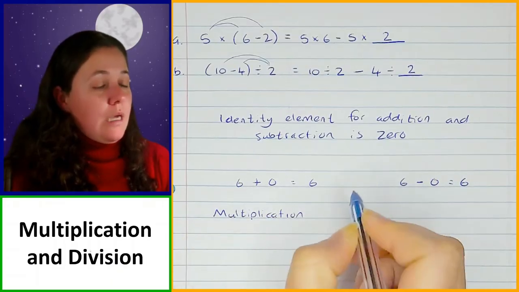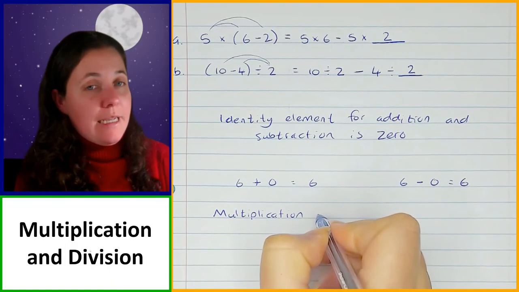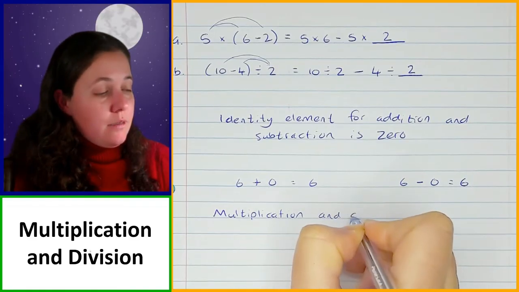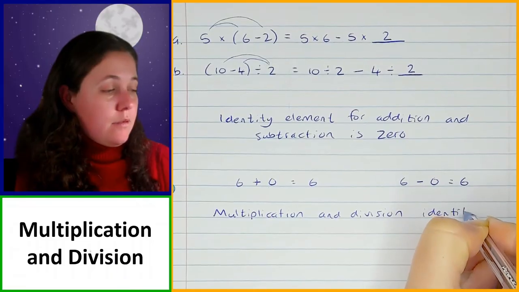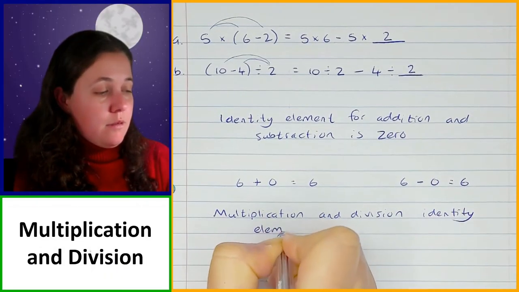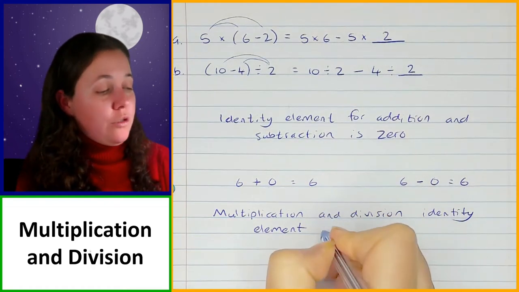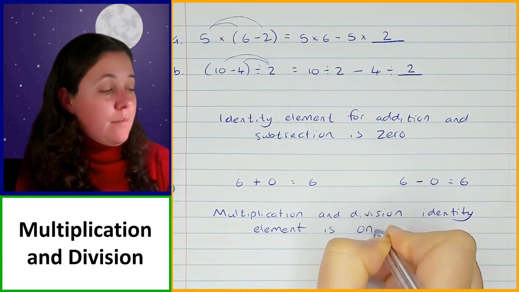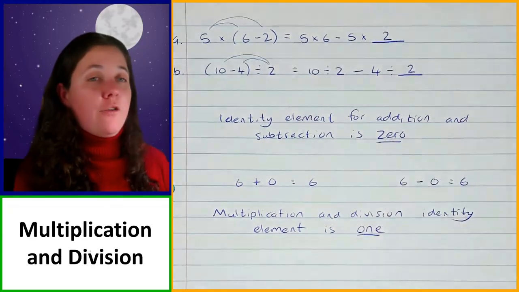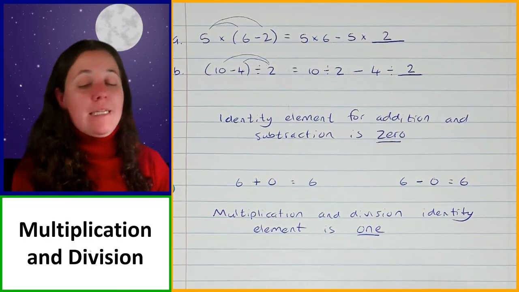So the identity element for multiplication and division is also, or sorry, isn't also, is 1. So there it is: for addition and subtraction, it is 0. For multiplication and division, it is 1.